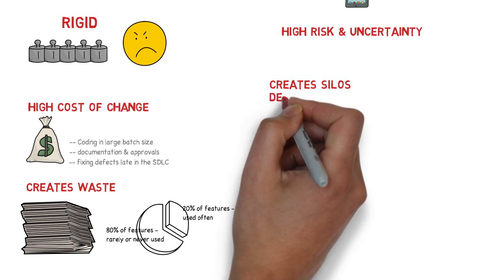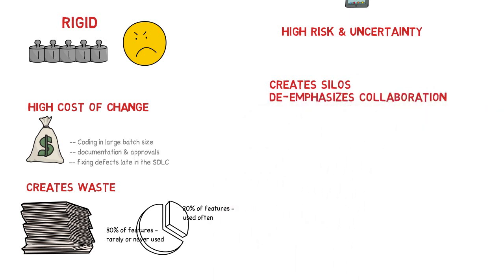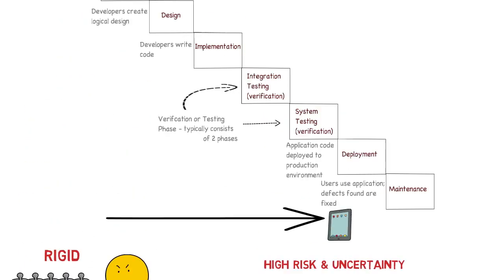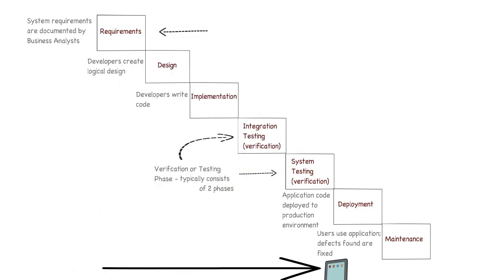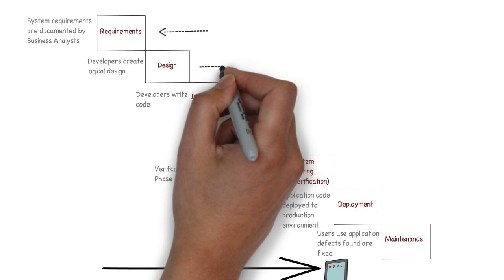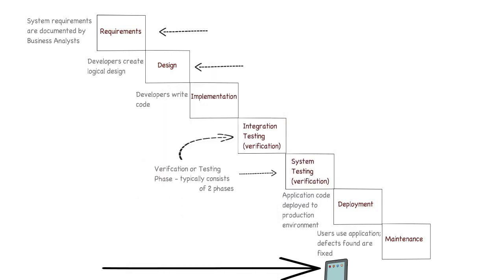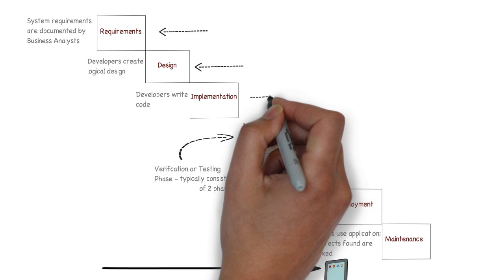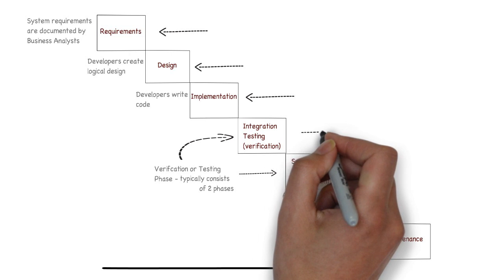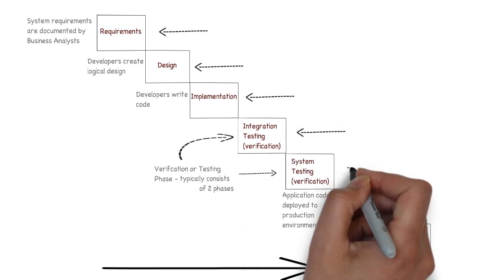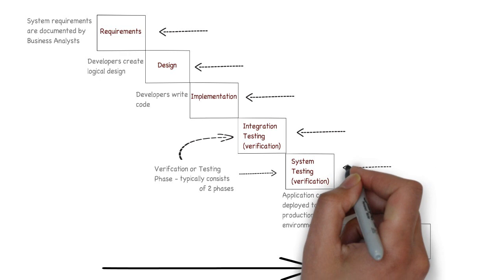This process also creates silos and de-emphasizes or discourages collaboration. As you can see, each phase of this process requires only one type of functional role to produce the output of that phase. In the requirements phase, it is only the business analysts that are busy documenting requirements. In the design phase, it is only the developers that are busy creating the design document. In the implementation phase, again, it's just the developers that are needed to write the code. In the testing phases, it is just the testers that are needed to test the system.